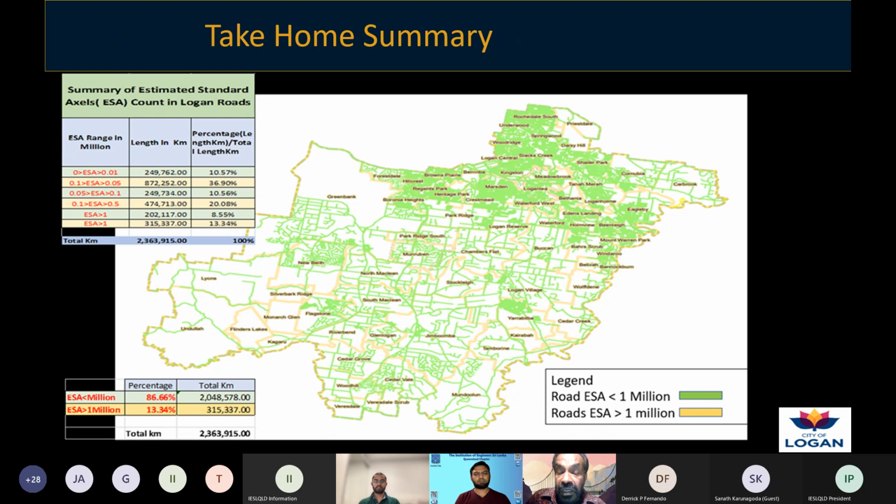In the green color, we have roads with less than 1 million standard axles, and the yellow color is more than 1 million standard axles. 80% of our roads are less than 1 million standard axles. We spend money for nothing on these roads, using a gold plated specification. Unfortunately, we have to differentiate the specification based on our standard axles. That is what I was telling you about earlier.